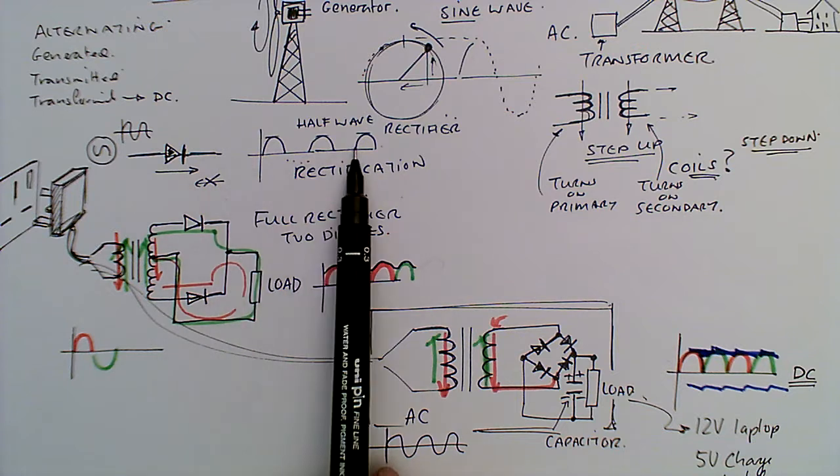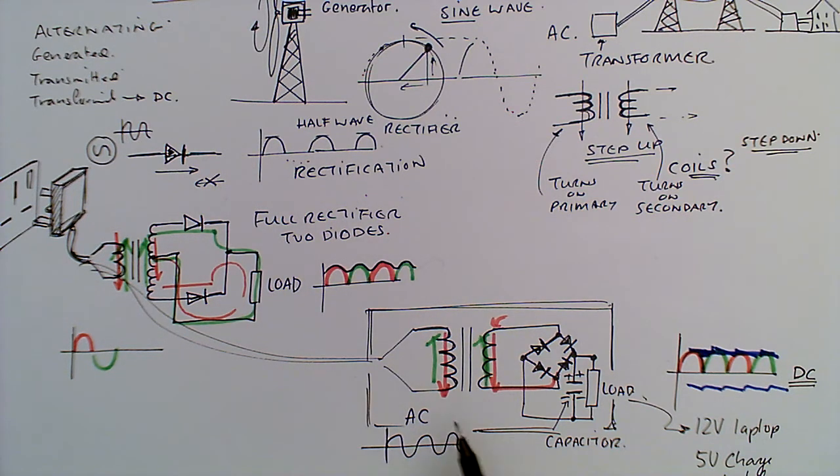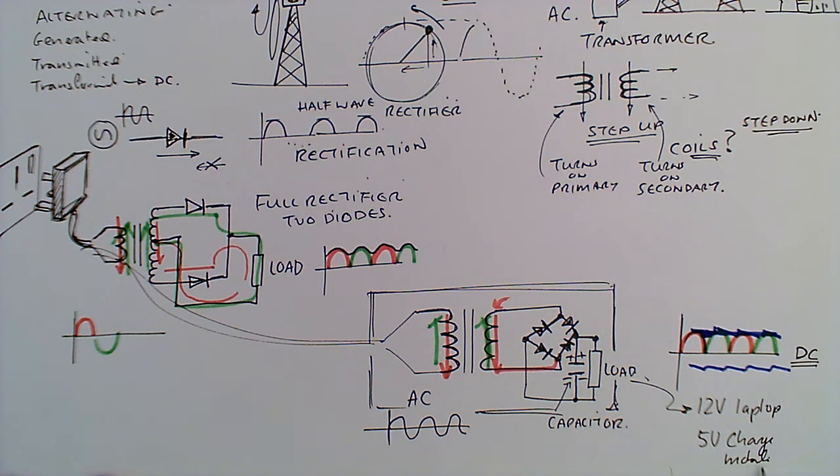A single diode gives you a half wave, 2 diodes would give you a full wave, and if you go for the full 4 diode full wave rectification with a capacitor to smooth the output, you've got direct current for things like your 12 volt laptop or 5 volts for charging your mobile phone.